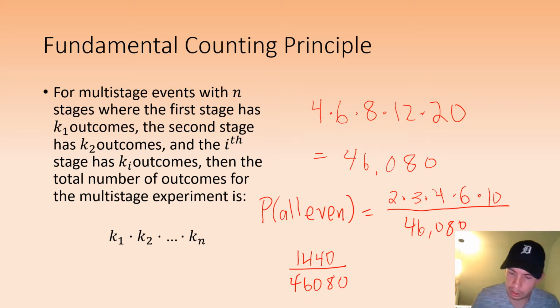Well, I got a 2. Well, this is remarkable. I got a 2 on the 4-sided die, a 2 on the 6-sided die, a 6 on the 8-sided die, an 8 on the 12-sided die, and a 10 on the 20-sided die. It wasn't actually very likely that that was going to take place.